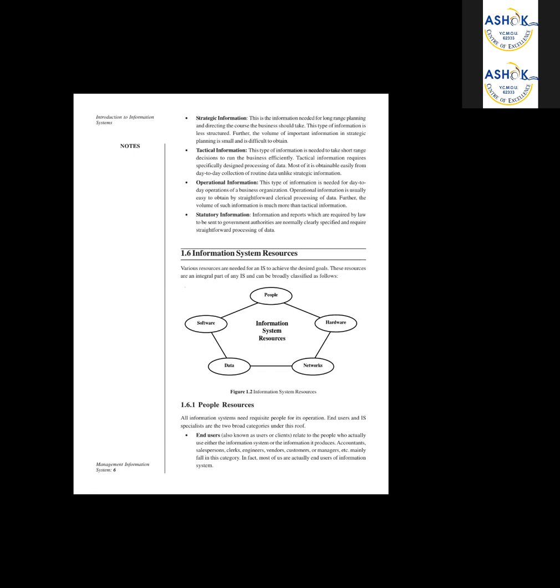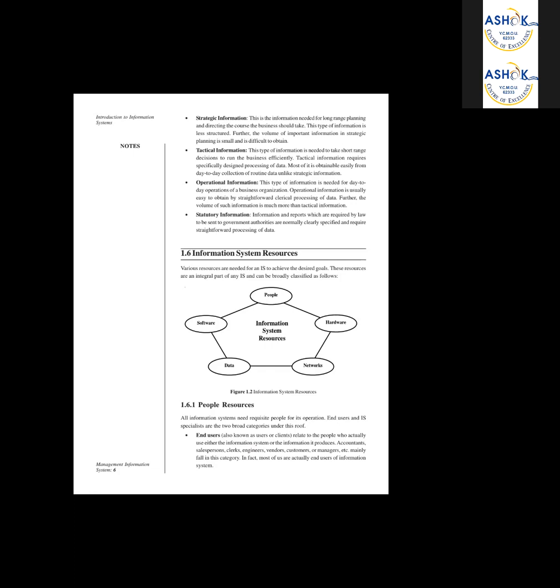Information system resources are: first one, people, hardware, networks, data and software. Various resources are needed for an information system to achieve the desired goals. These resources are an integral part of any information system and can be broadly classified as follows. First one, people resource. All information systems require people for their operations, and end users and information system specialists are the two broad categories under this.